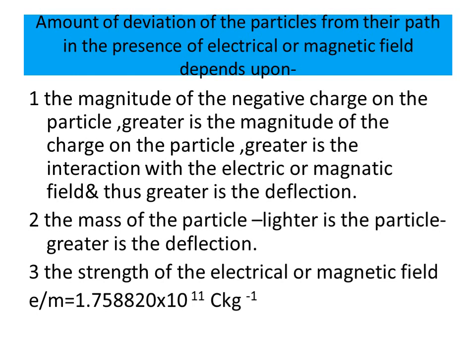Number 3. The strength of the electrical or magnetic field. The deflection of electrons from its original path increases with the increase in the voltage across the electrodes or the strength of the magnetic field. All these calculations lead to the value of charge to mass equal to 1.758820 × 10^11 coulomb per kilogram.